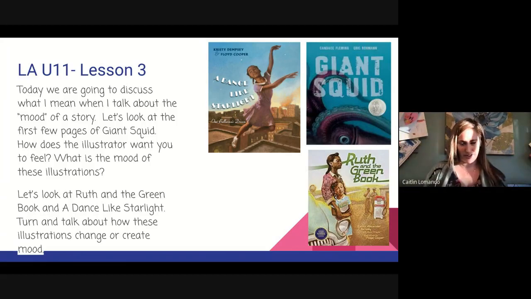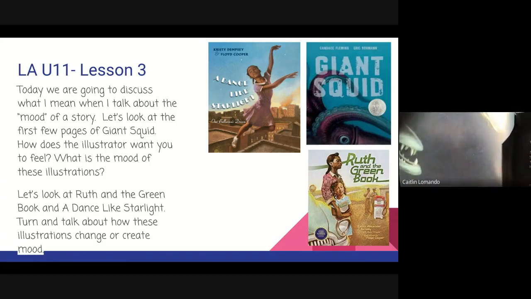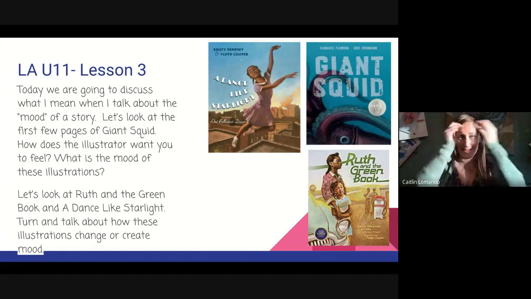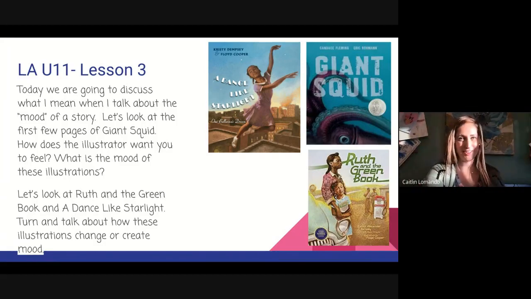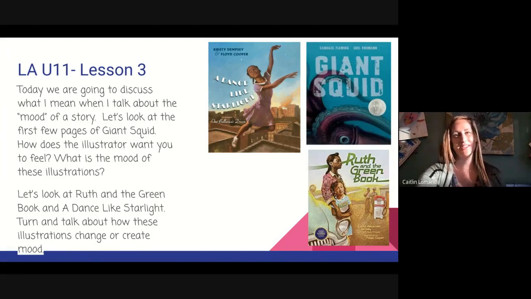I'm going to go a few more pages in. This illustration again shows us in the ocean. We see what looks to be maybe a predator going after some of the female squid. What mood is the author trying to make us feel? Let's look at another book that we know well, Ruth and the Green Book. Let's start with that one. Then we'll go into Dance Like Starlight.